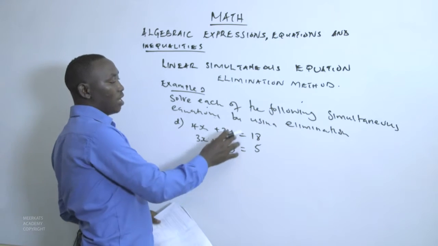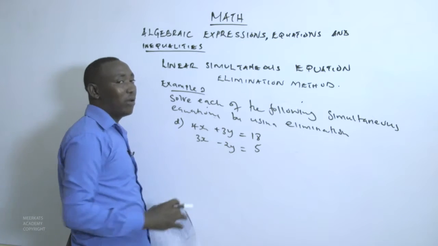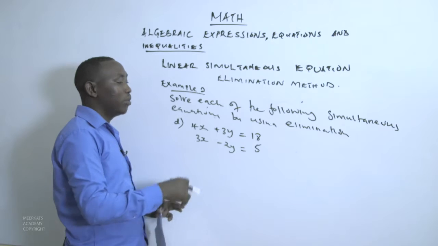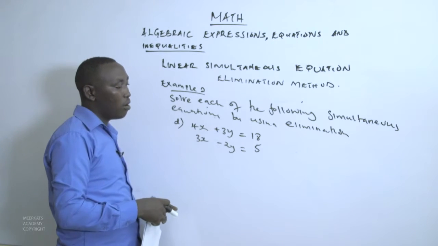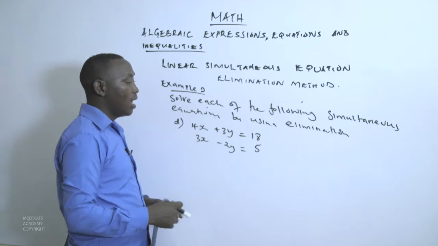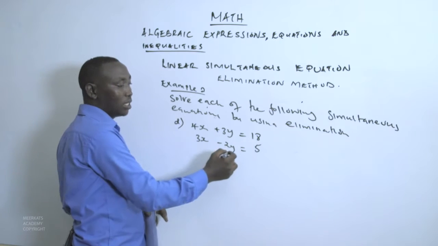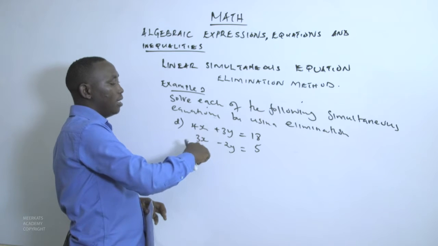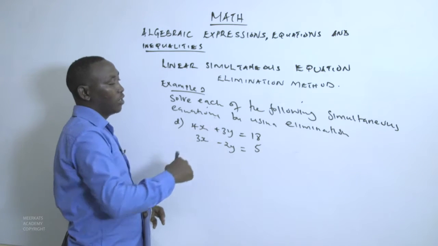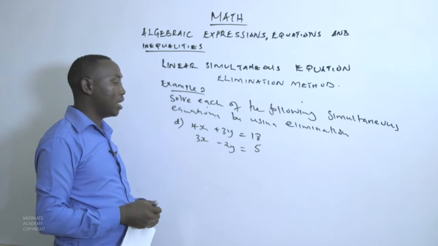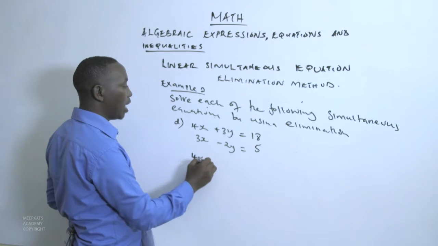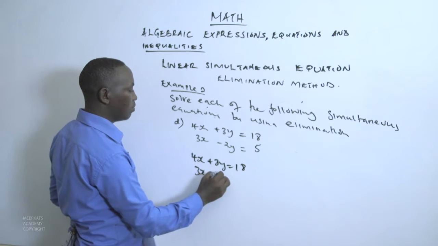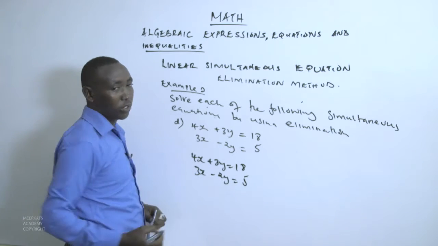Again, we'll discover that the coefficients of y are not the same. And therefore, to make them the same, we are going to cross multiply with the opposite coefficient of the other. In this part, the first equation will be multiplied by negative 2, and the second equation will be multiplied by the coefficient of y in the first equation, which is 3. So we have 4x plus 3y is equal to 18.